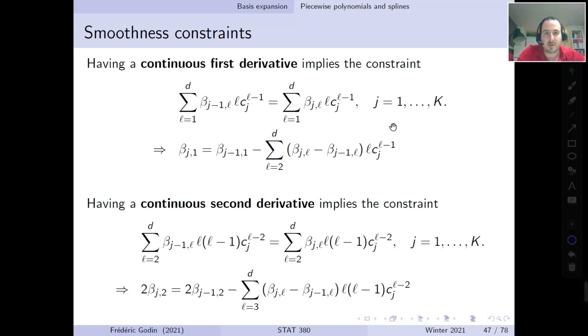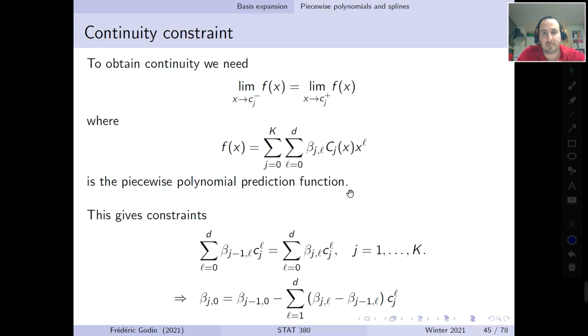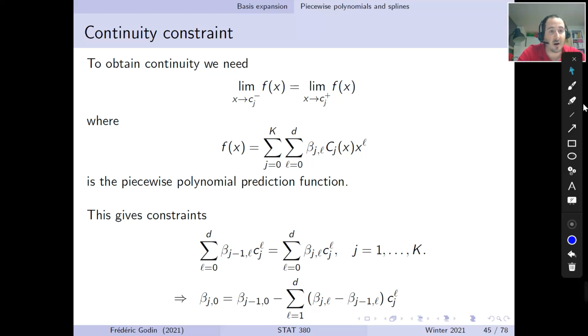Okay, so how to get these? Well, I'll just go back a few slides. So recall that the prediction function is still of this form, but now we must impose constraints that the first derivative and the second derivative exist and are continuous.